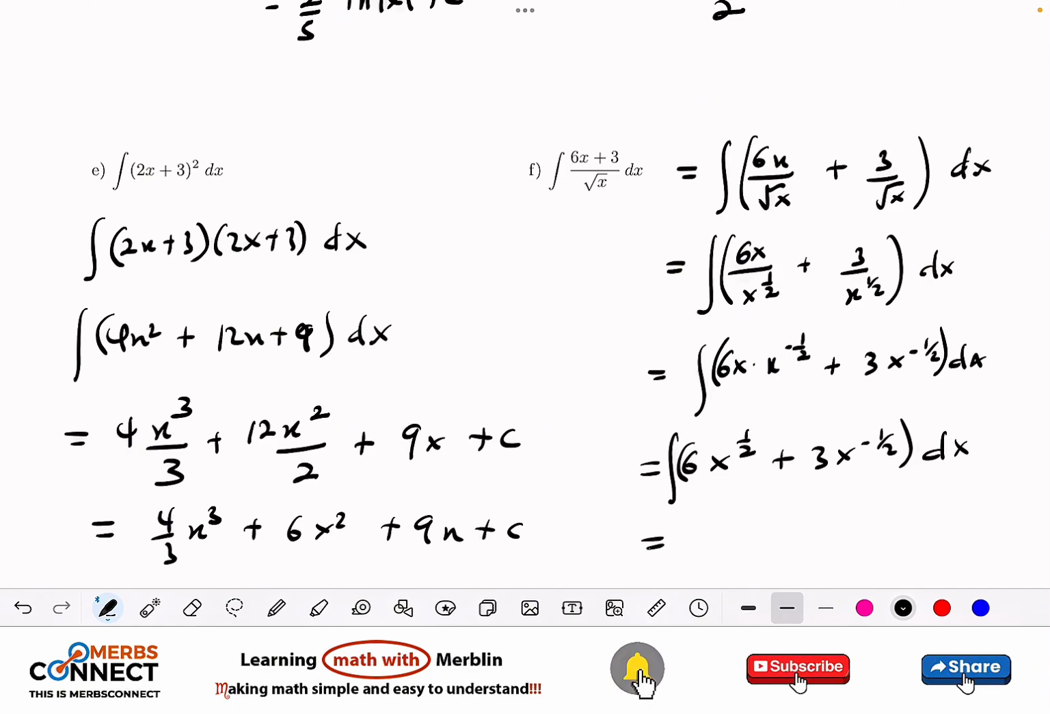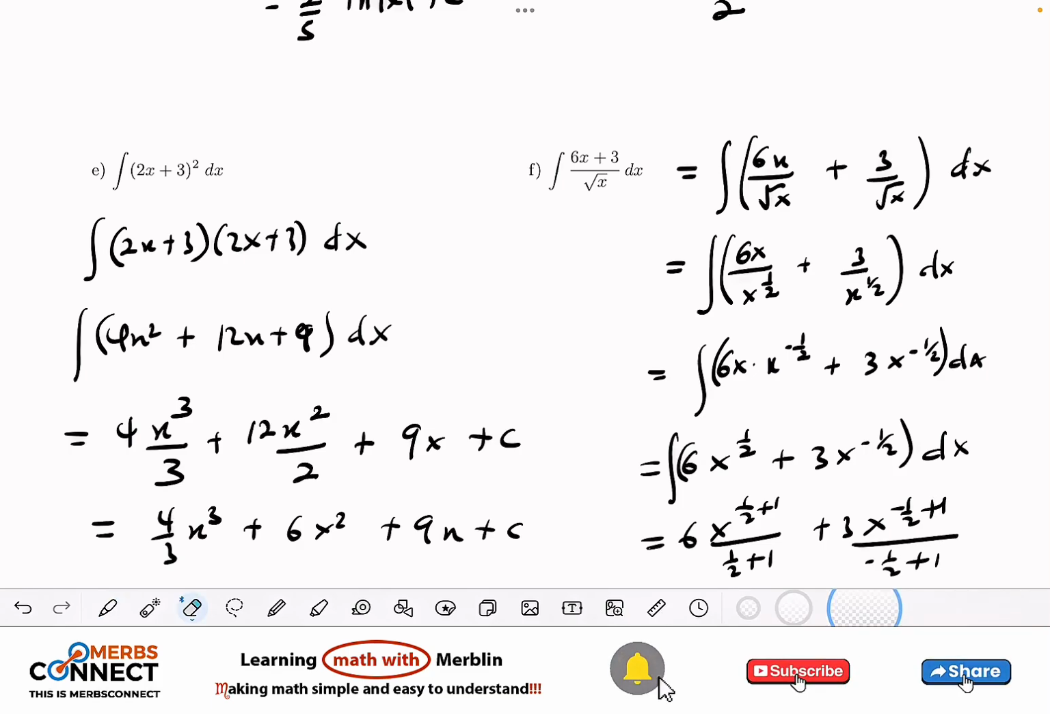So now let's integrate. I maintain my 6, then x to the power 1 over 2 plus 1, divided by 1 over 2 plus 1, plus maintain 3, x to the power minus 1 over 2 plus 1, divided by minus 1 over 2 plus 1.